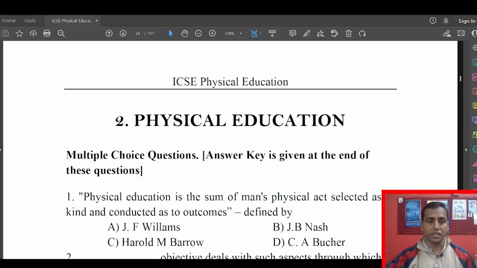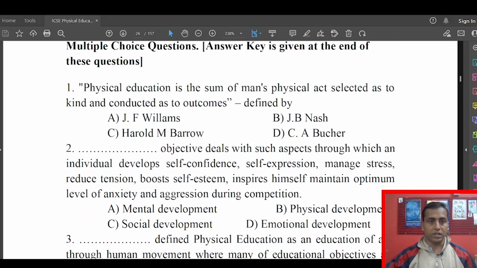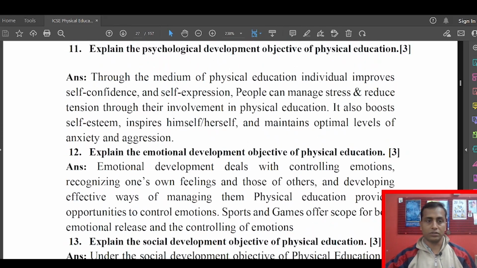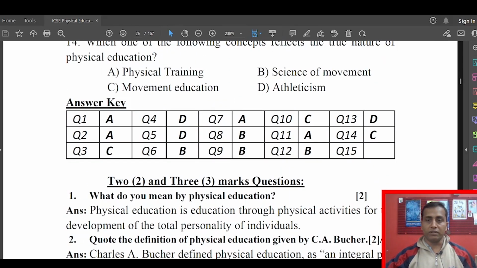Now coming to physical education, again MCQ questions. Let me read out one question: physical education is the sum of man's physical acts selected as to kind and conducted as to outcomes, defined by J.F. Williams, J.B. Nash, Harold Barrow, and C.A. Bucher. As I said before, the answer key of these questions has been given at the end of the questions. I am showing you the answer key again for this. There are 15 questions given for MCQ.